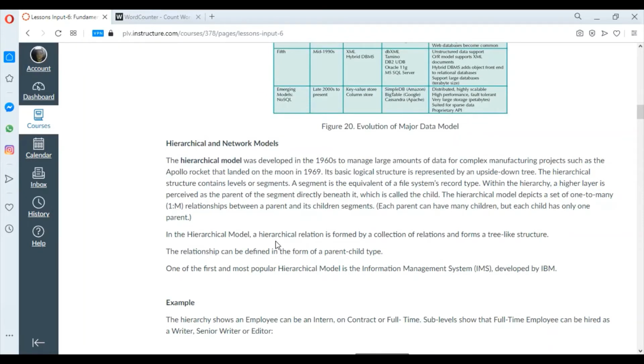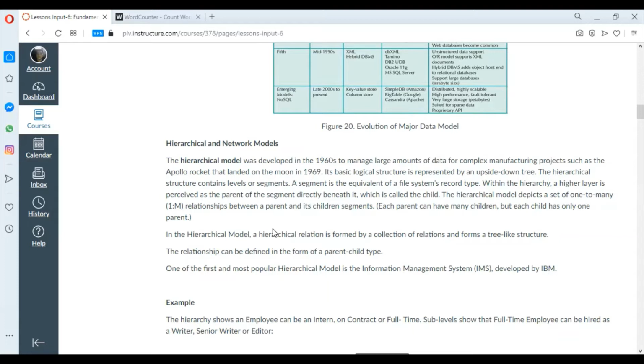The hierarchical data model was developed in the 1960s to manage large amounts of data for complex manufacturing projects such as the Apollo rocket that landed on the moon in 1969. Its basic logical structure is represented by an upside-down tree. The hierarchical structure contains levels of four segments. A segment is the equivalent of a file system's record type.